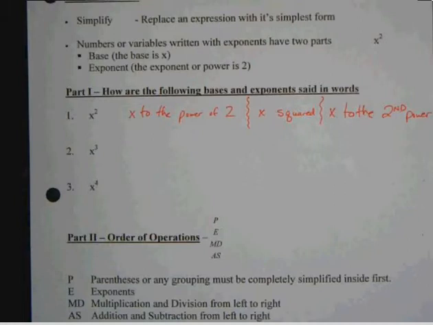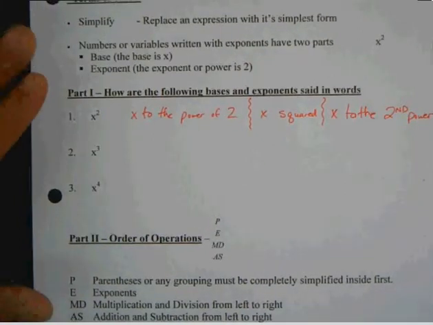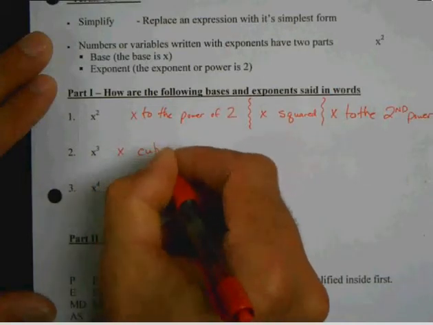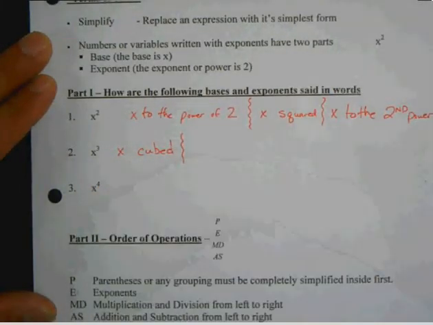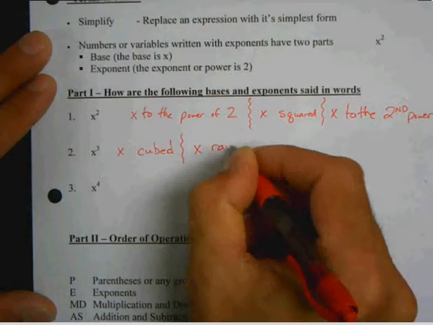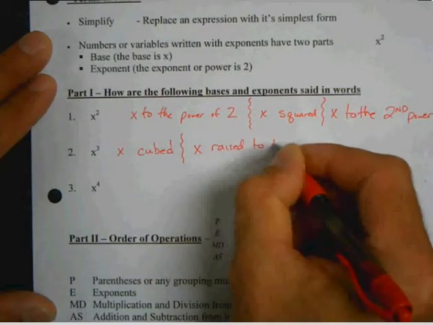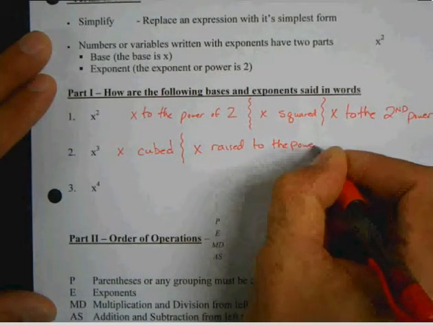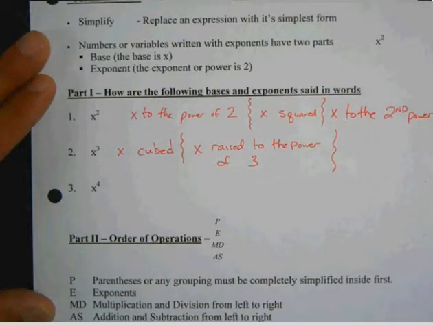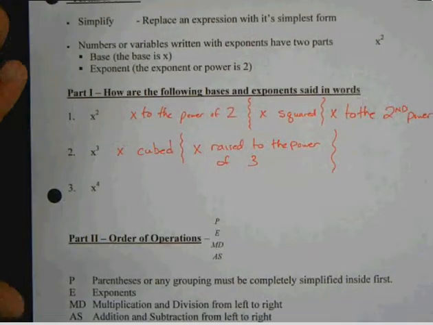All right, next one. Different people. Emily: X cubed. Probably the number one answer. Somebody else. Jade: X raised to the power of 3. Is that kind of like X to the third power? All right. Any others? Have we covered them all?